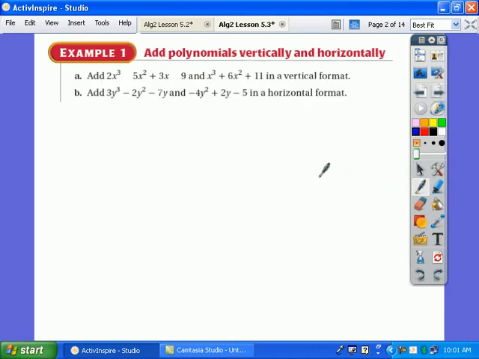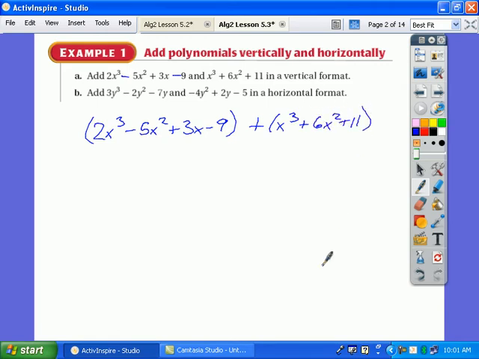So here's our problem, and I apologize, these minus signs just didn't come through. And the textbook makes this big deal about, do you subtract vertically or add vertically, or if you want to do it horizontally. I'm not going to touch any of that. I'll just show you the horizontal deal. So for part A, if I have 2x cubed minus 5x squared plus 3x minus 9, and we're going to add to that x cubed plus 6x squared plus 11.